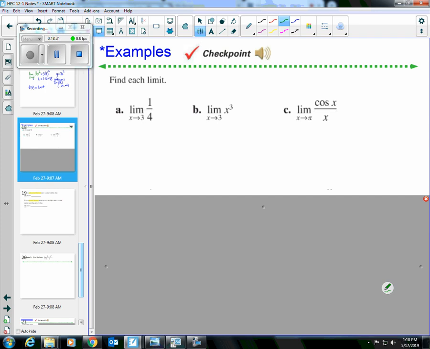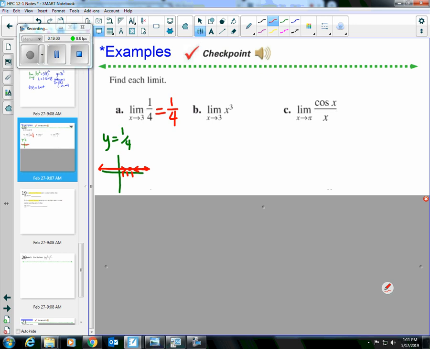So the limit as x approaches 3 of 1/4. 1/4 is a constant. That is the function y equals a fourth. That means if you graph it, you're going to have a horizontal line going across at 1/4. So what's the limit as x approaches 3? Well, at an x value of 3, the value of the function is just going to be 1/4, and it's always a fourth. As you get closer and closer to 3, it never changes. That's the whole idea of a constant. So the limit of the constant is equal to the value of the function. It's just going to be a fourth.